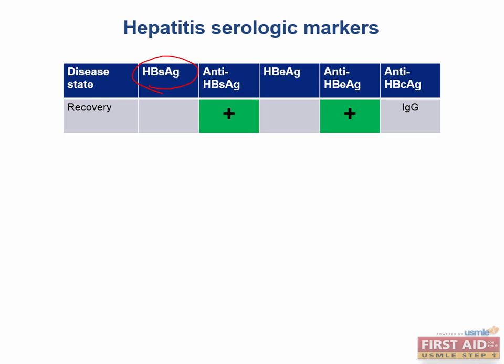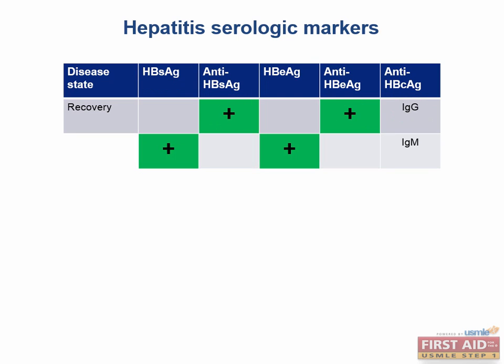I know that the person is recovering or has recovered from a hepatitis infection because the antibodies to all 3 antigens, the surface antigen, E antigen, and C antigen, are present in the serum. Now, what stage of infection is this patient in? Acute, chronic, recovery, or immunized?